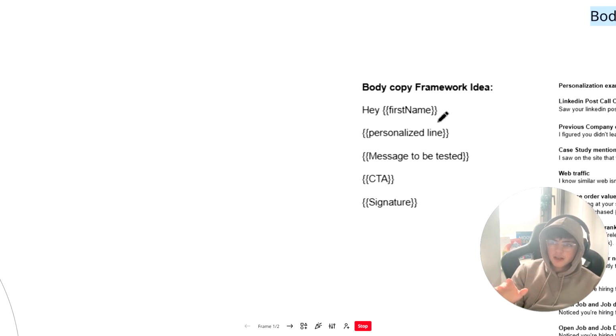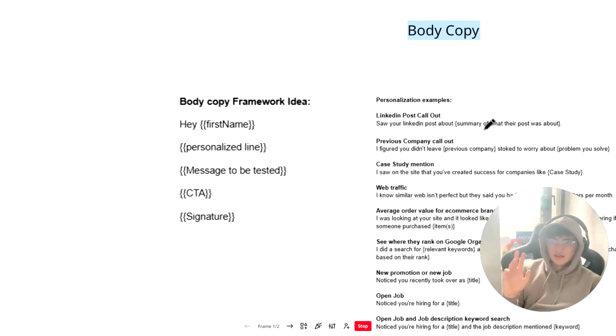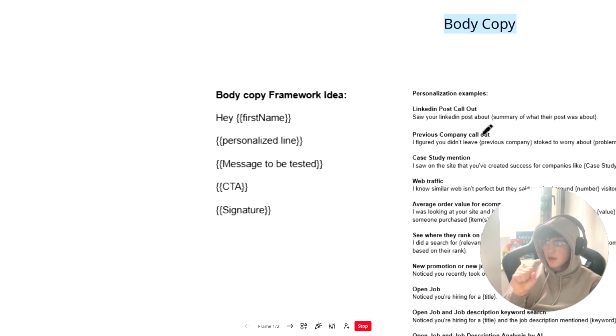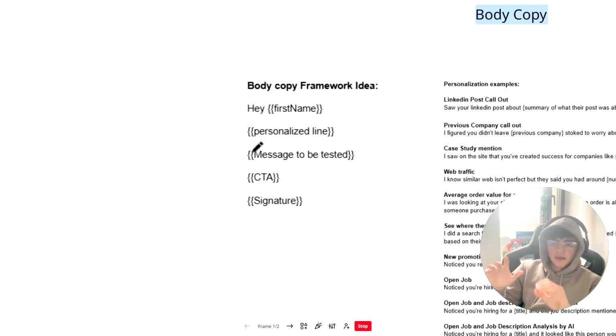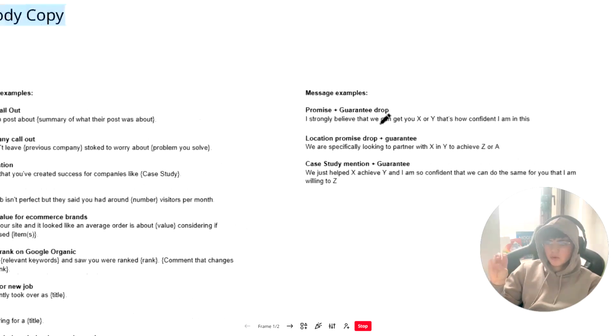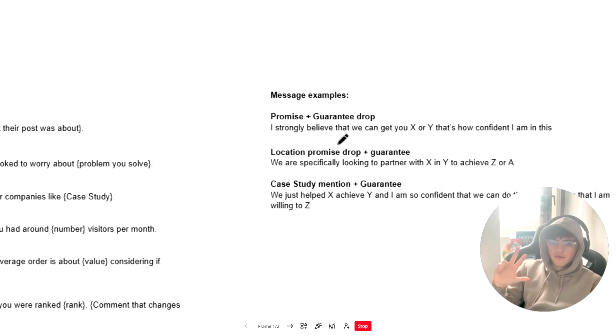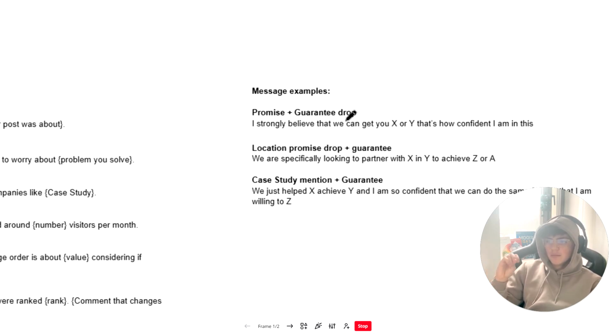So you want to say, hey, first name, and then put this personalized line in for every single prospect. It should be different and personalized for them. What you're going to do next is include the messaging. Let me explain this. You can do three formats. A message can be either promise plus guarantee drop, location promise plus guarantee drop, or case study mention plus guarantee.